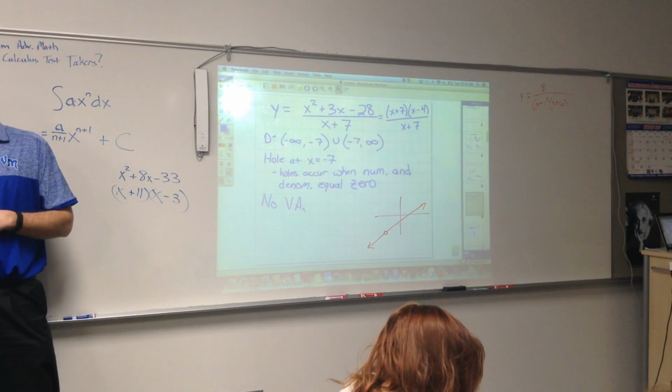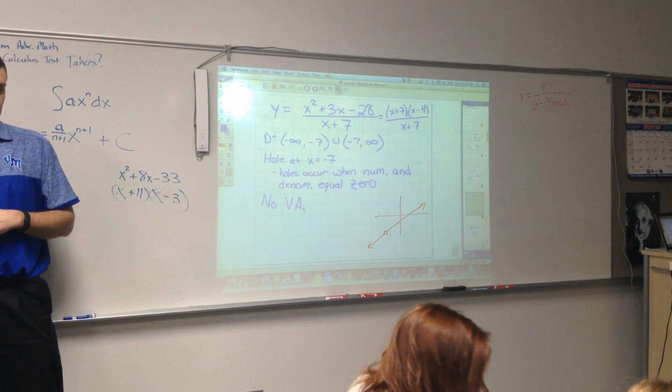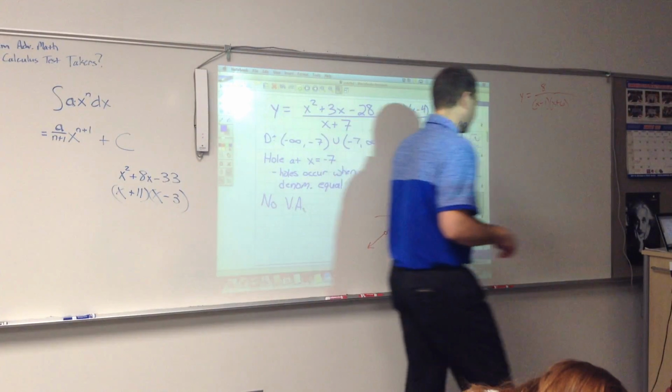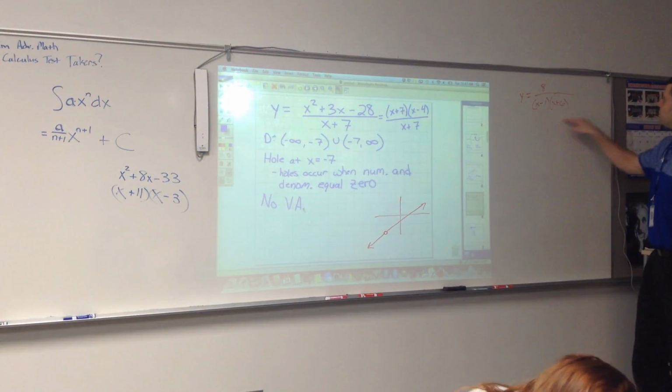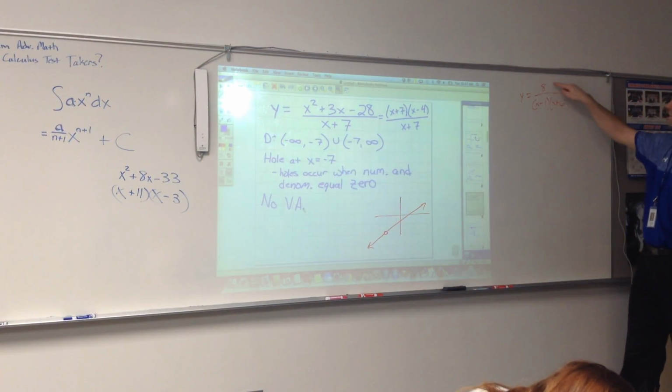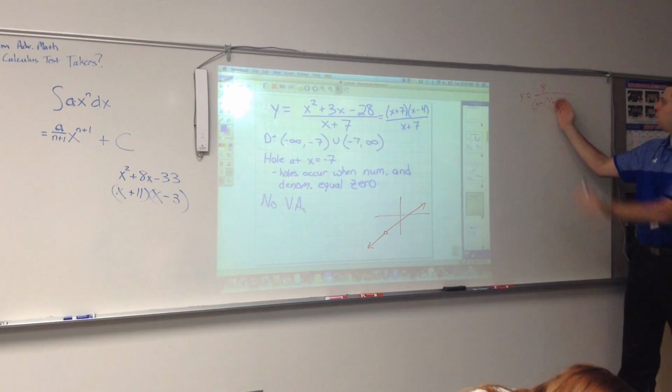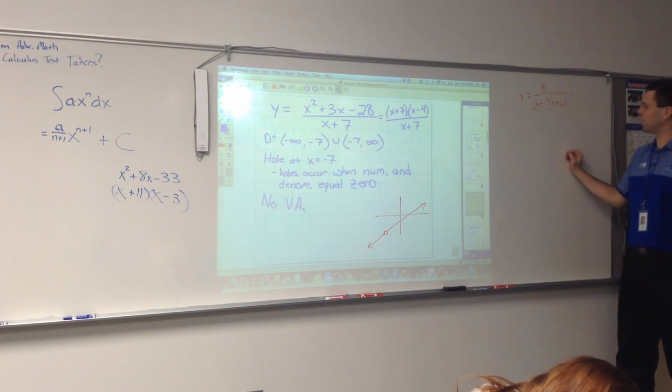Did you have more than one vertical asymptote? Yes, you can. The question was, can you have more than one vertical asymptote? Somebody asked me that the other day. Here would be a function that has more than one vertical asymptote: 8 over the quantity x minus 1 times x plus 6.